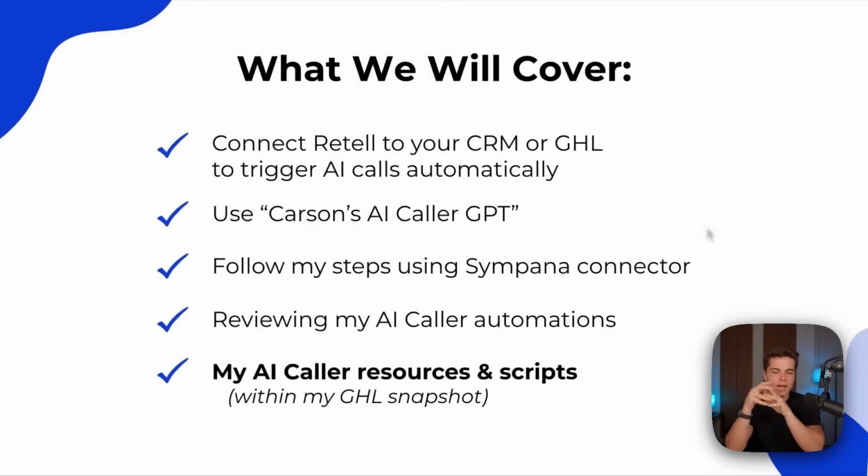So we covered connecting Retell to your CRM, of course, having that all good to go, or GoHighLevel to trigger the AI calls automatically. You guys understand how to use my actual GPT to make the prompt yourself. Of course, if there's small little bugs you see, you can bring that exact prompt it generated for you, bring it into Manus and just say, keep this the exact same, except change this thing because I'm having problems with this, and Manus will fix it. And then following my steps using Sympana connectors, the app that me and my team have developed. You guys obviously saw how important that was and how cool that was. It can literally integrate directly with the calendar.